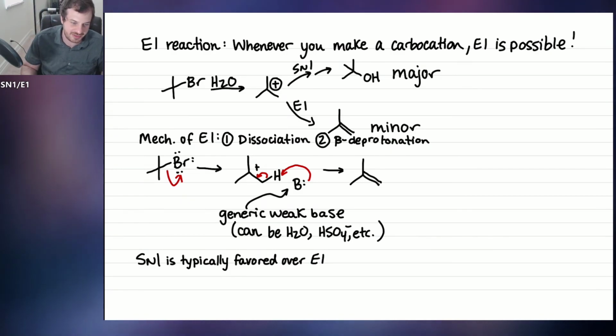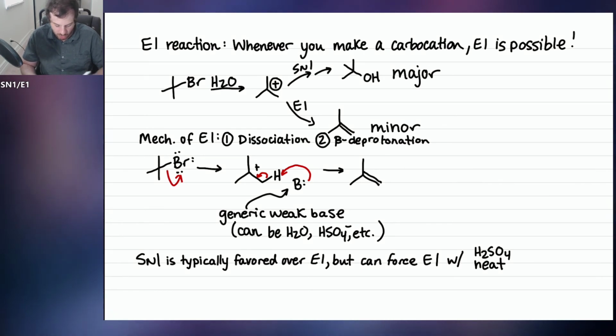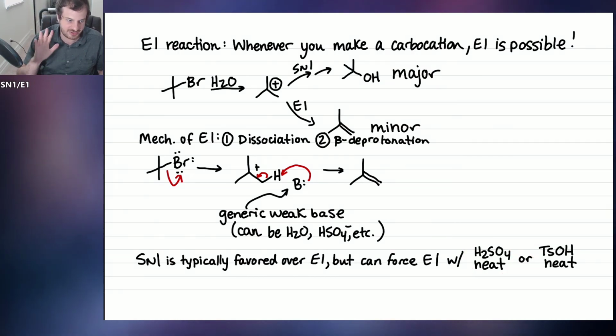But I'm going to make it super easy to know when it's E1. So always assume SN1, except you can force E1 with two conditions. H2SO4, heat. So if you see that, H2SO4 and heat, do E1. Or tosic acid, heat. Tosic acid is like sulfuric acid. It's toluene sulfonic acid. It's like sulfuric acid just with a toluene group. It's more soluble in organic solvents. So just look for either sulfuric acid and heat or tosic acid and heat. Those are going to be your red flags to do an E1 reaction.